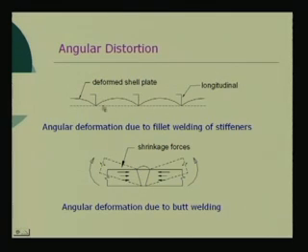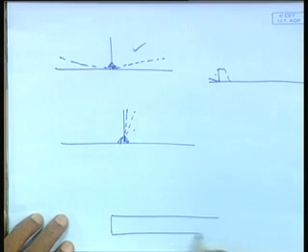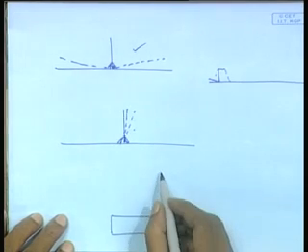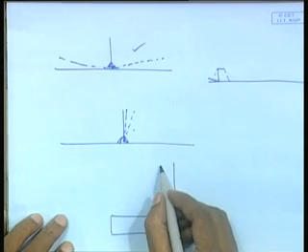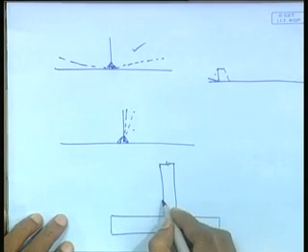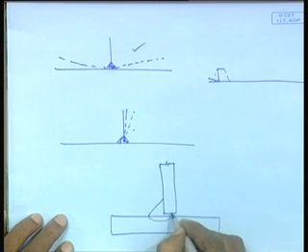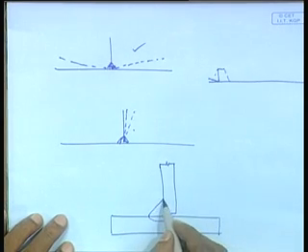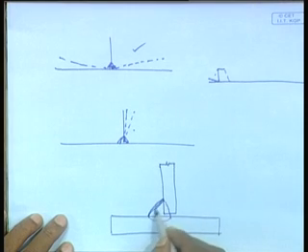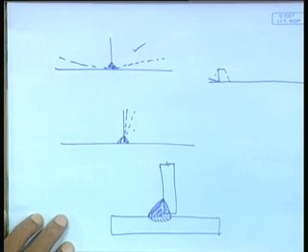Same thing happens in the case of fillet weld also. In a fillet weld, what is happening is, suppose this is your plate, and the vertical, say a stiffener or whatever, is being welded. So the fusion zone would be like this, or the weld deposit. This will be the weld deposit, this will be the fusion in the parent metal.